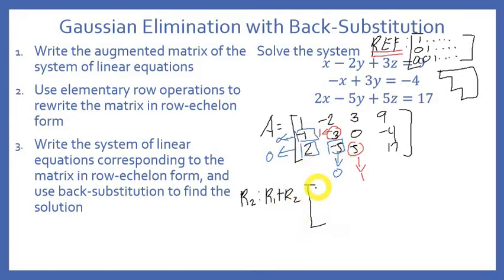So therefore, we'll have that. We'll just copy the first row because we are not touching it at this operation. So now let's add row 1 and row 2 to find row 2. So 1 plus -1 is 0. There you go. -2 plus 3 is 1. 3 plus 0 is 3. 9 plus -4 is 5. Then we just copy the third row because we are not touching the third row as well.